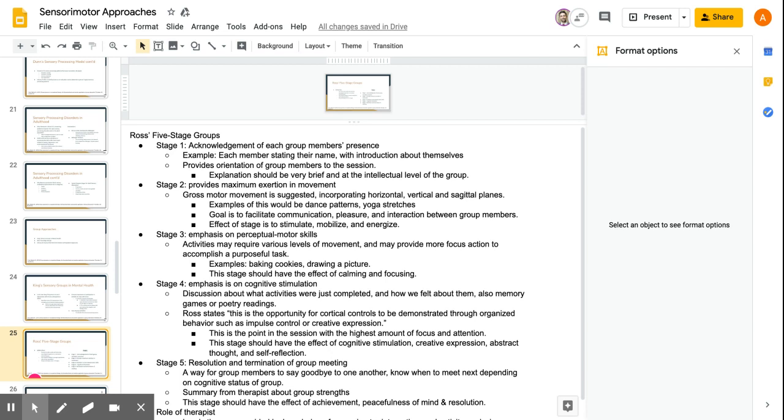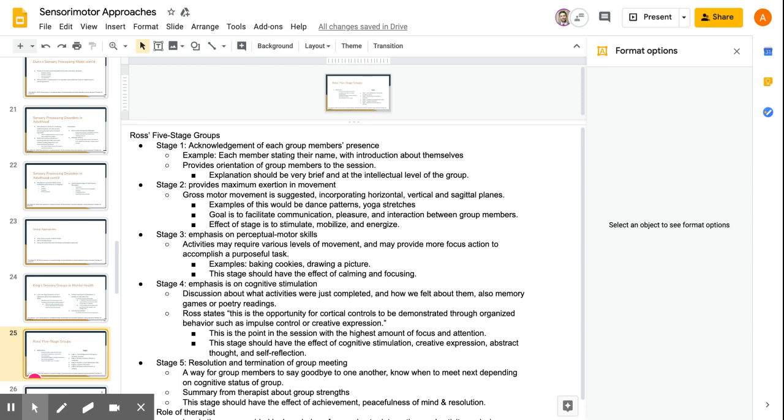Stage 1 is the acknowledgement of each group member's presence. A good example of this would be each member stating their name with an introduction about themselves. This provides orientation of group members to the session, especially those with cognitive deficits. Explanation should be very brief at the intellectual level of the group.